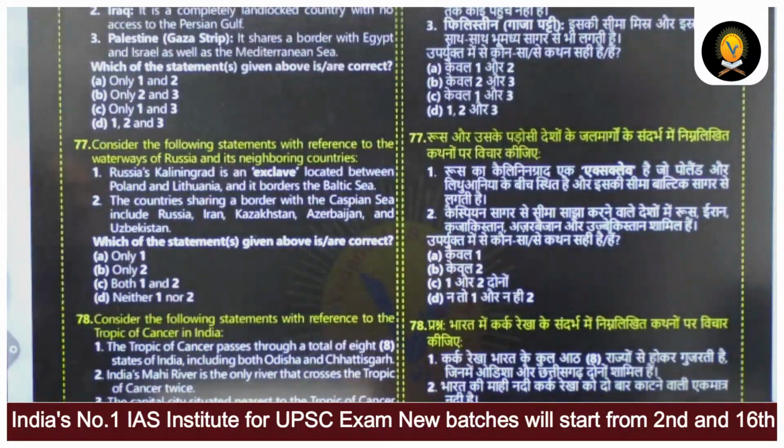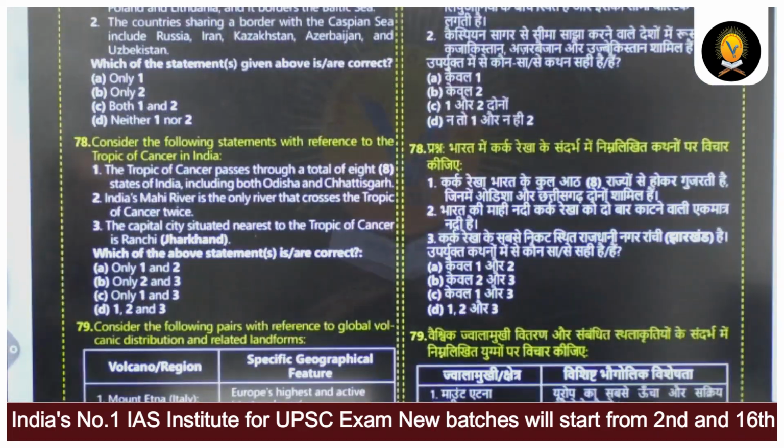Now, consider the following statements with reference to the waterways of Russia and neighboring countries. Russian Kaliningrad is an exclave located between Poland and Lithuania, and it borders the Baltic Sea. The countries sharing a border with the Caspian Sea include Russia, Iran, Kazakhstan, Azerbaijan and Uzbekistan. 77. The first is correct. The second is not correct. So, only one is correct.